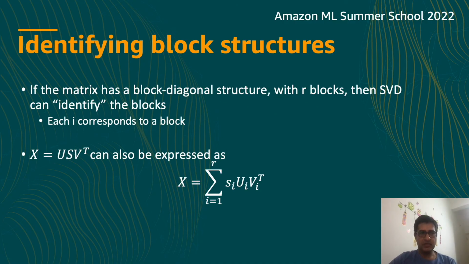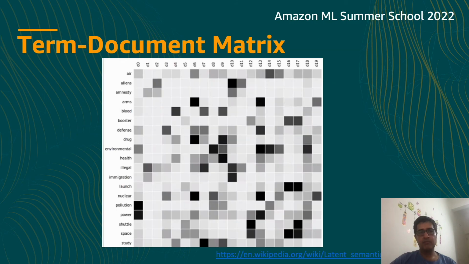Okay, so what SVD does is that it allows us to identify block diagonal structures. So in case a matrix has a block diagonal structure, then SVD can help us recognize that. And I'll give you some examples of what that block diagonal structure looks like and how it is beneficial. But mathematically, it is expressed, like we saw earlier, as a multiplication of smaller matrices U, S, and V transpose.